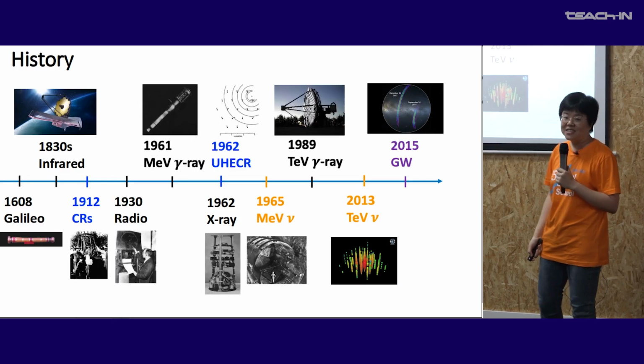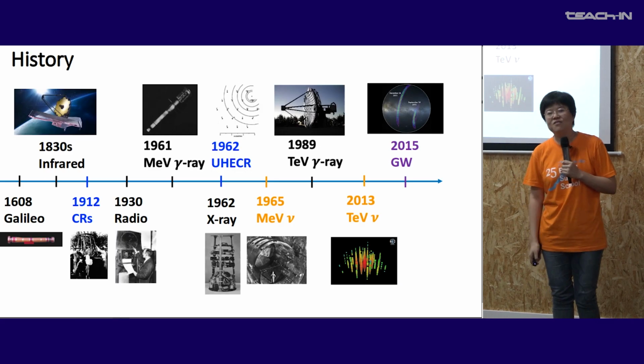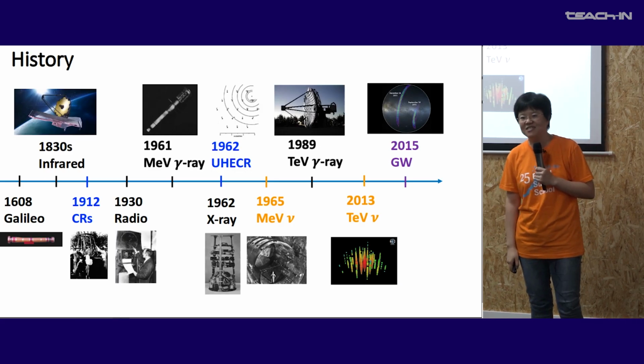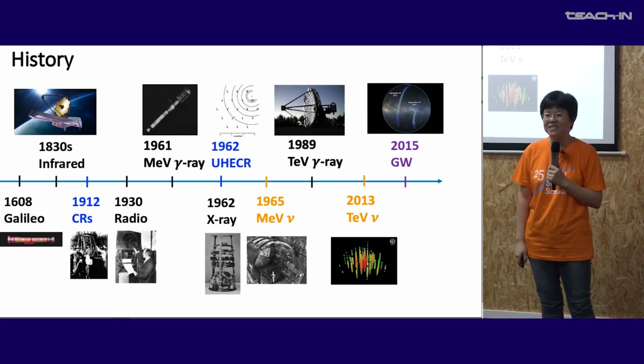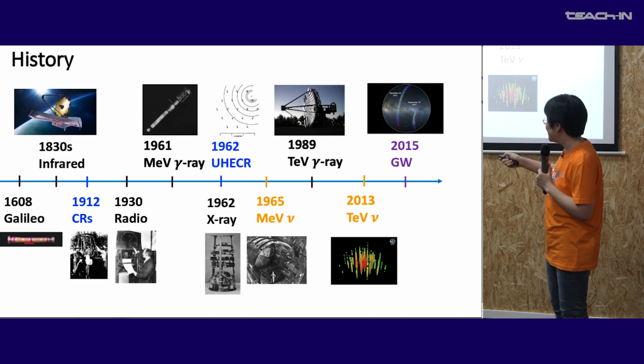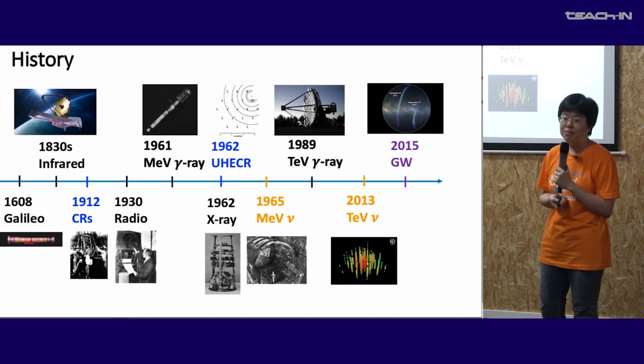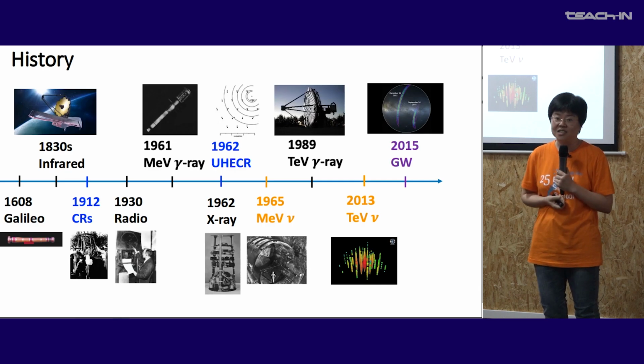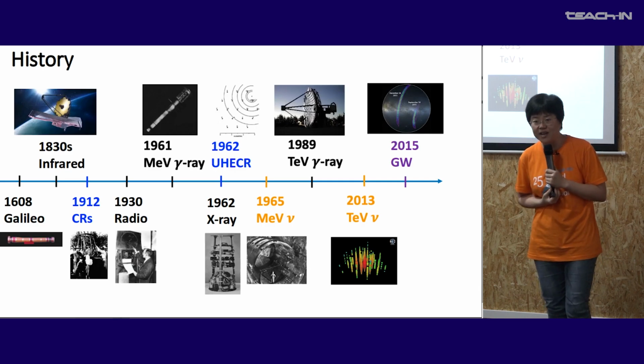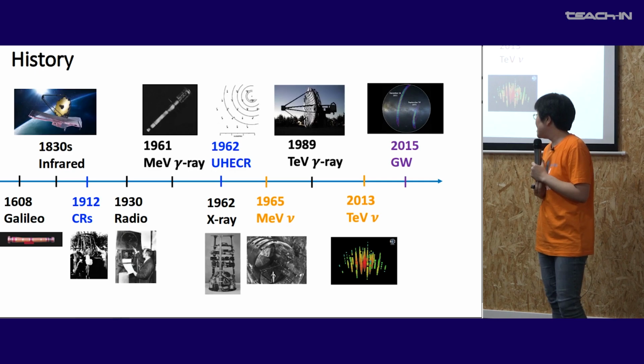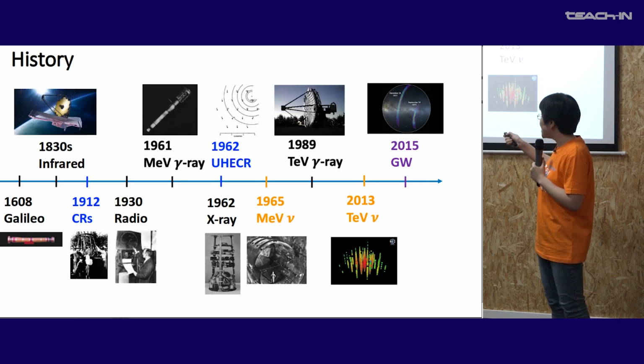And in 1961, for the photons, the ground is probably not enough, so we go to space, and the first gamma ray satellite, Explorer 11, was launched. That's the starting point of gamma ray astronomy. And in 1962, at about the same time, we have ultra high energy cosmic rays and X-rays.